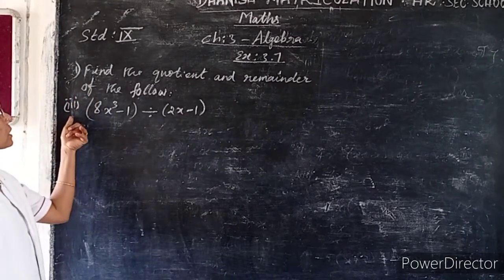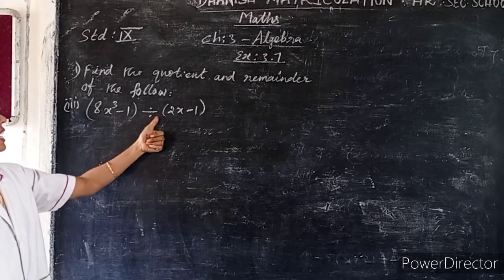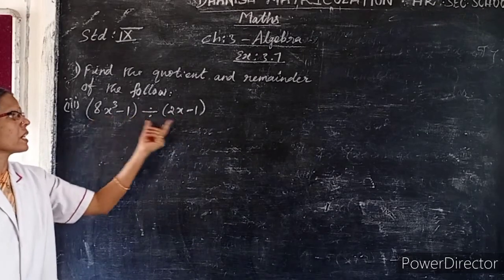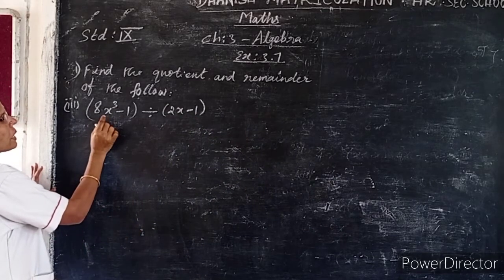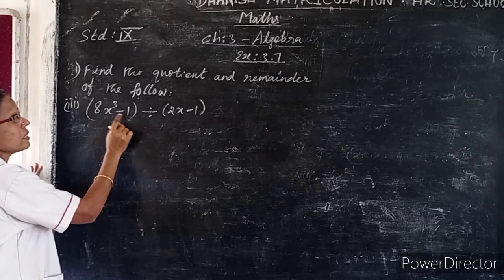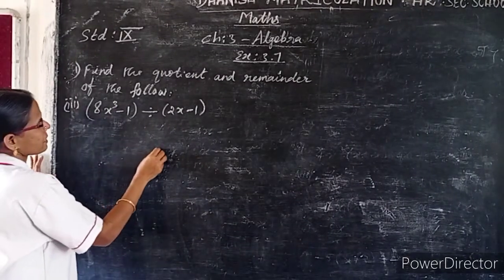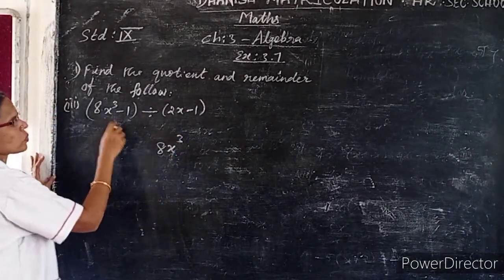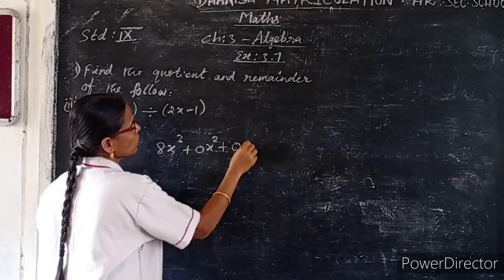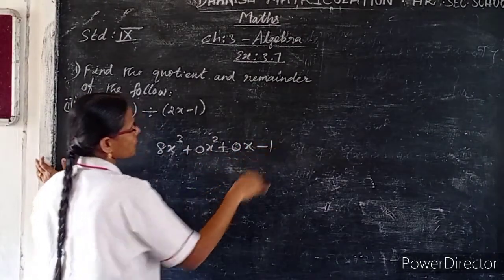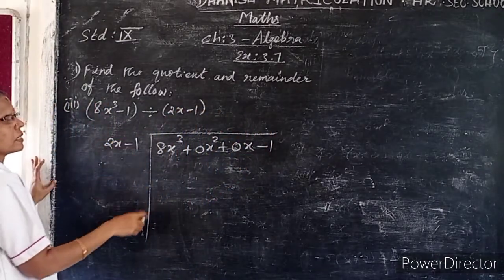Now from first question, third subdivision, find the quotient and the remainder of the following: 8x cube minus 1 divided by 2x minus 1. This is dividend polynomial. This is divisor polynomial. See, in the dividend polynomial, here only x cube term and constant term are there. So the remaining x square term is missing. So put 0 in the places. 8x cube. Then x square term is missing, so plus 0x square. X term also missing, so 0x. This is constant term minus 1. Divisor polynomial is 2x minus 1.